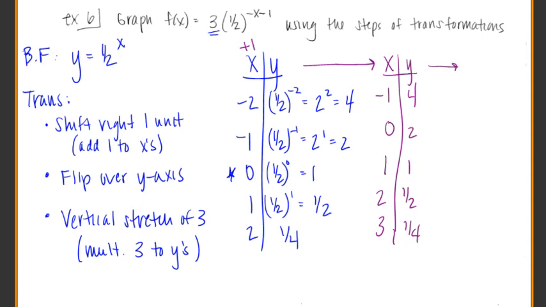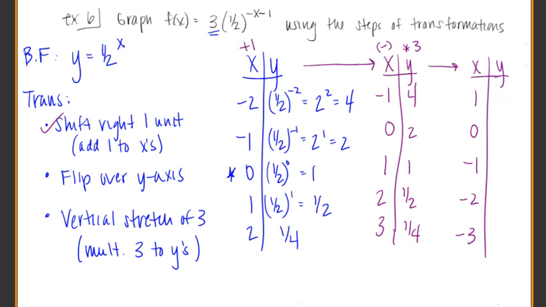Okay, let's go again. That took care of that one. Next we're going to flip over the y-axis, so I'm going to make all of those signs now negative: going from positive to negative, or negative to positive. And a vertical stretch of 3, so I'm going to multiply all those y values by 3. And that should take care of everything for us. So now it's +1, 0, -1, -2, -3, times 3, so 12, 6, 3, 3/2, which is 1.5, and then 3/4.